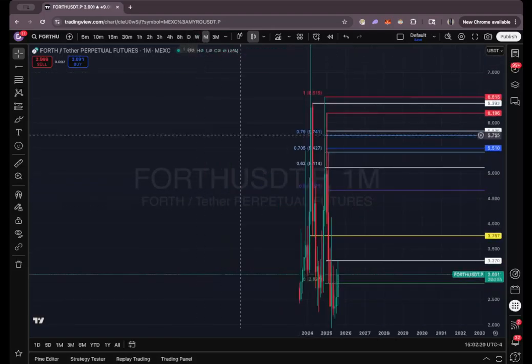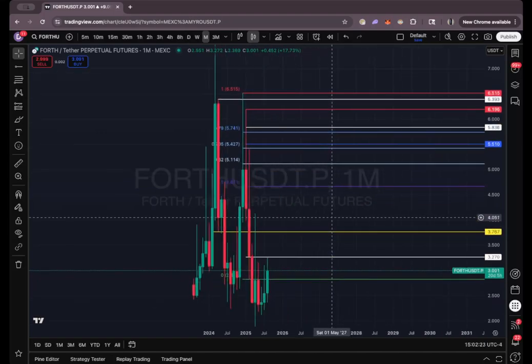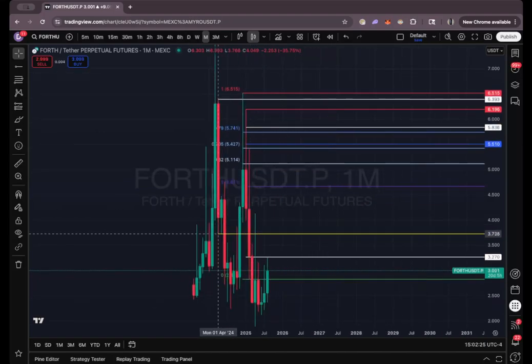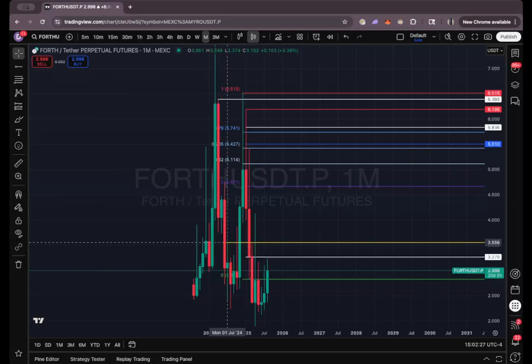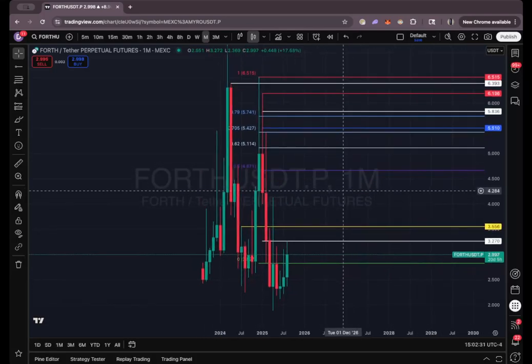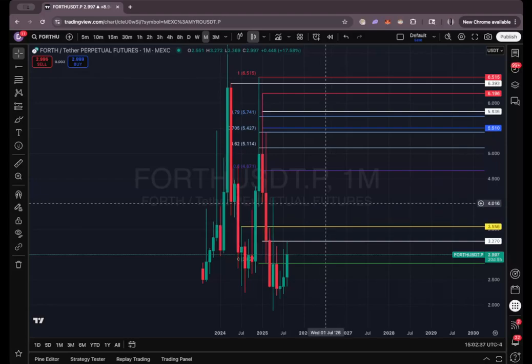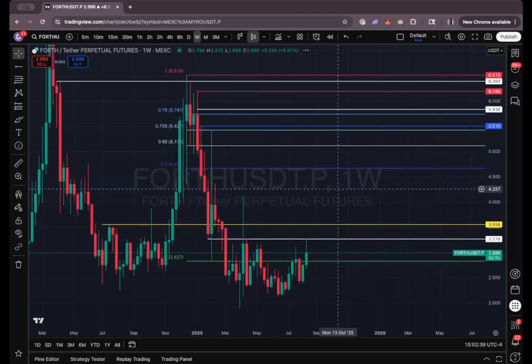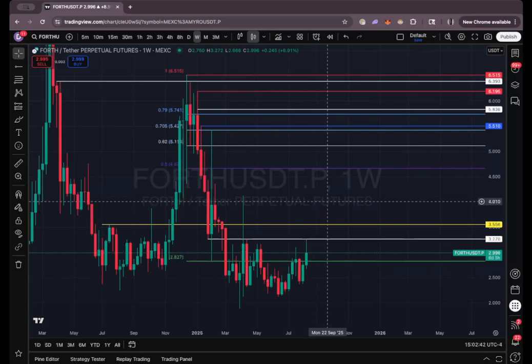This one's weird. This monthly was invalidated. I'd have to say, really the only thing that you would want is 3.35 here to close above. I probably wouldn't take it until we close above 3.5 on the monthly. But until then, this looks slightly more bullish.